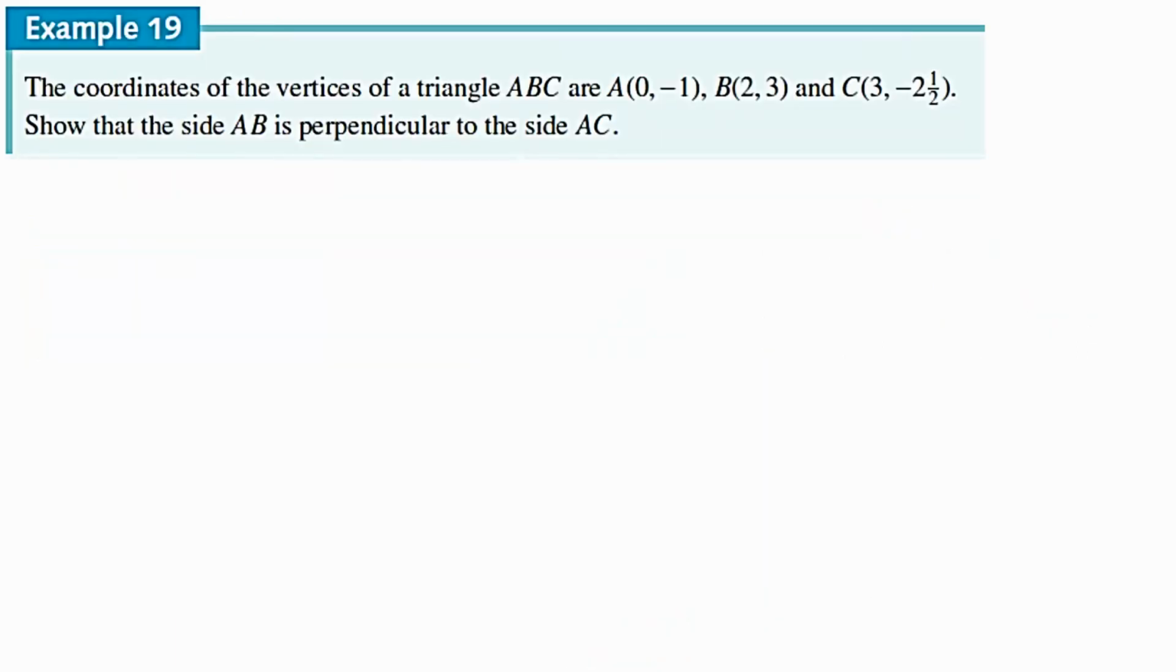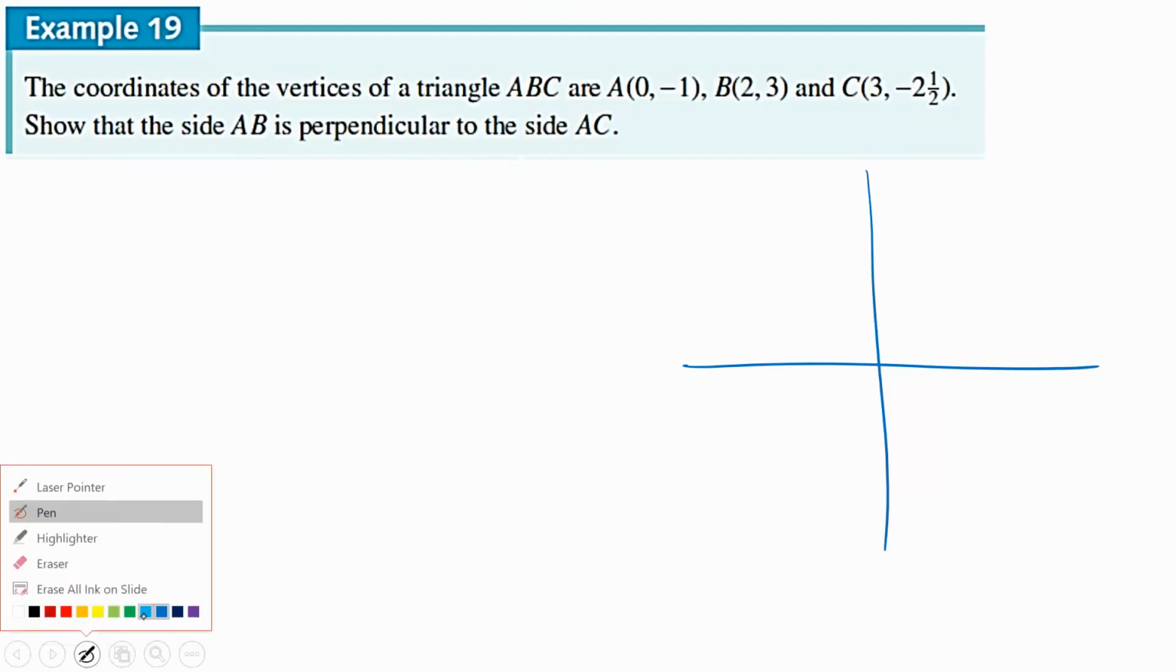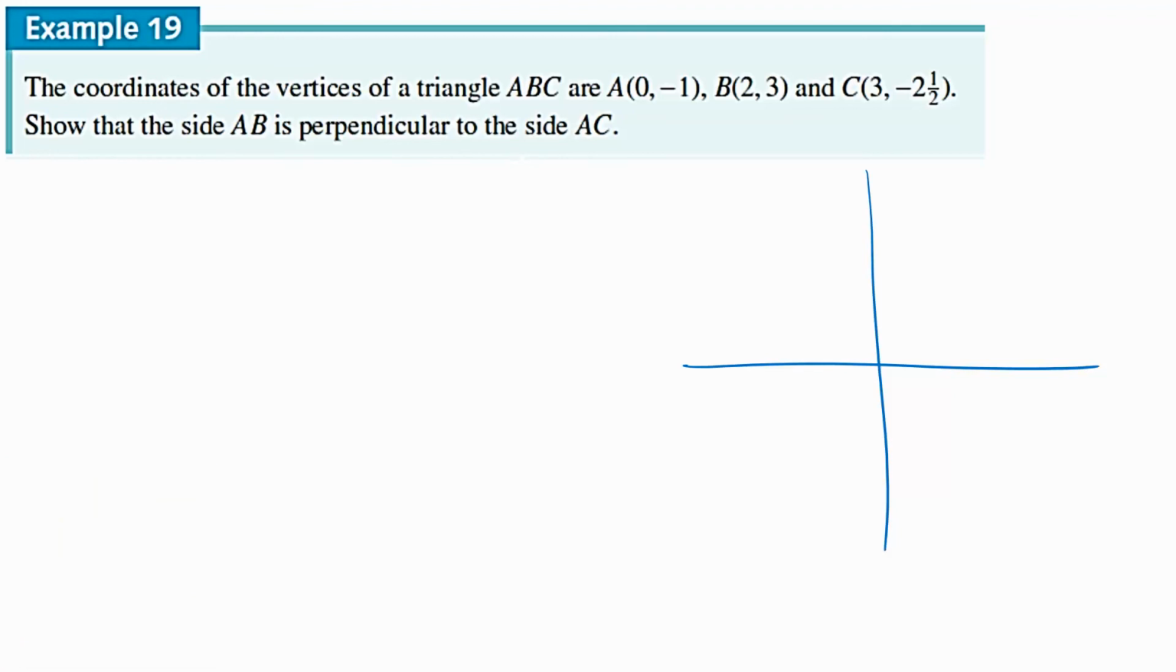Okay, let's move to the next one. The coordinates of the vertices of a triangle ABC are given. Now you can draw this if you want, but they want you to show that the side AB is perpendicular to the side AC. If I were to draw this just to help you visualize it, the axes go up to about 3, so 1, 2, 3, negative 1, negative 2, negative 3.